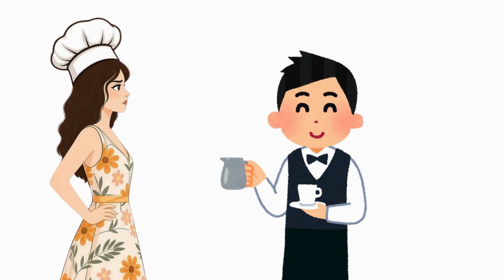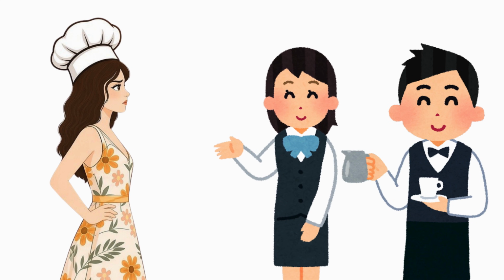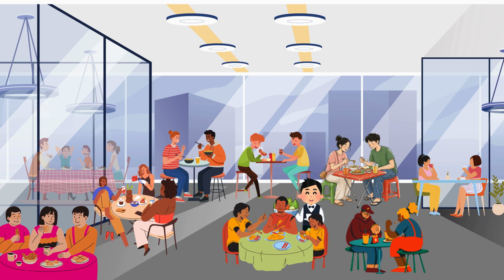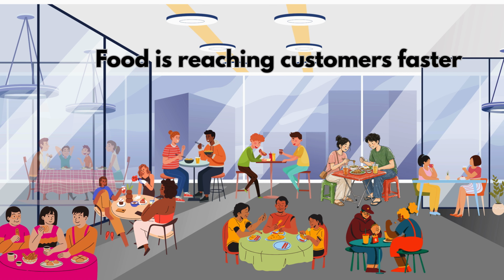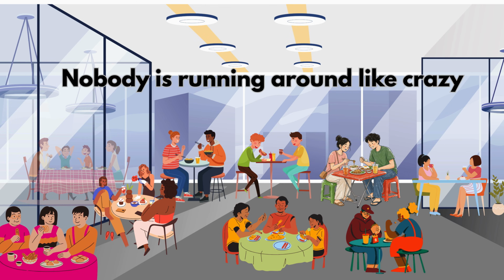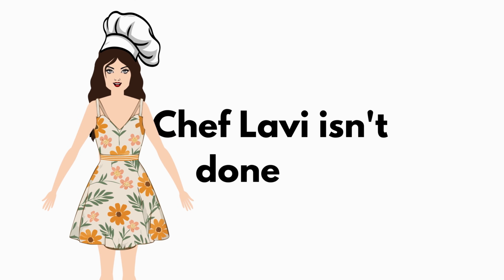Instead of asking one waiter to do everything, she hires another waiter. Now, waiter 1 handles tables 1 to 4, waiter 2 handles tables 5 to 8. And suddenly, the restaurant feels much better. Orders are being taken faster, food is reaching customers faster, nobody is running around like crazy. Chef Lovey smiles, but Chef Lovey isn't done.